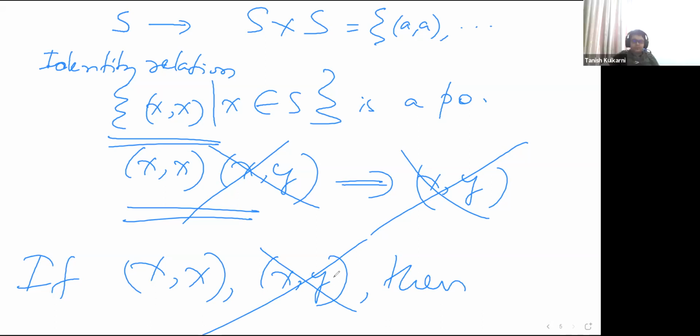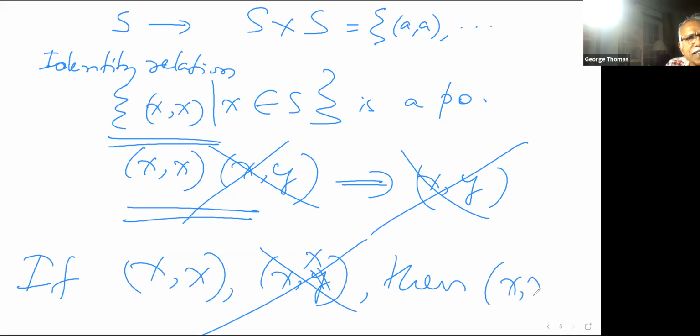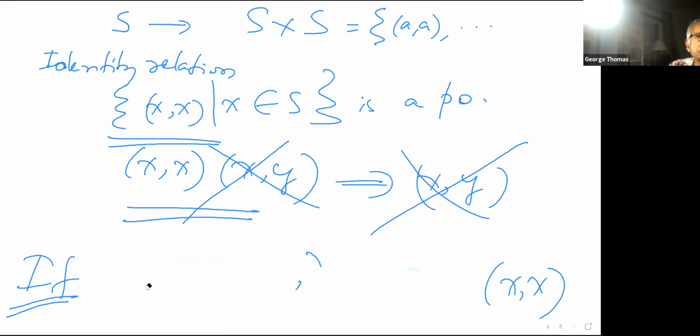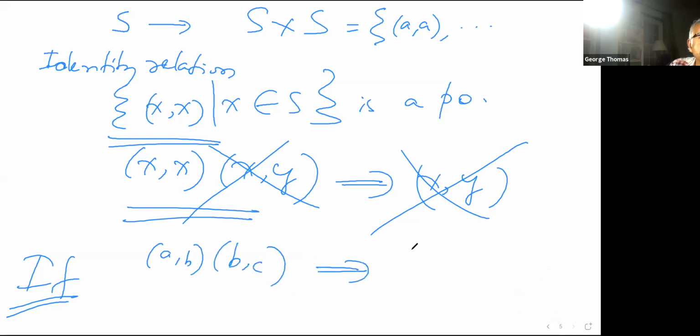So if there is, yes, the only Y you can put there is what? X. And then of course it is correct. So is it transitive? Remember, if XX and XY, let's make it even more interesting. AB, BC implies AC. Let's apply this to this set.